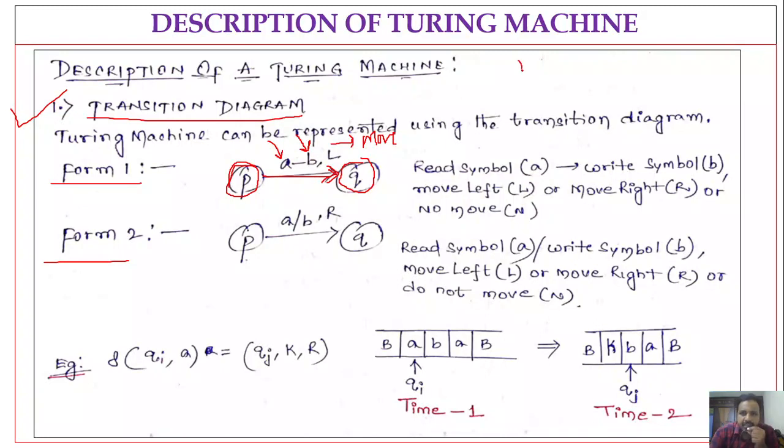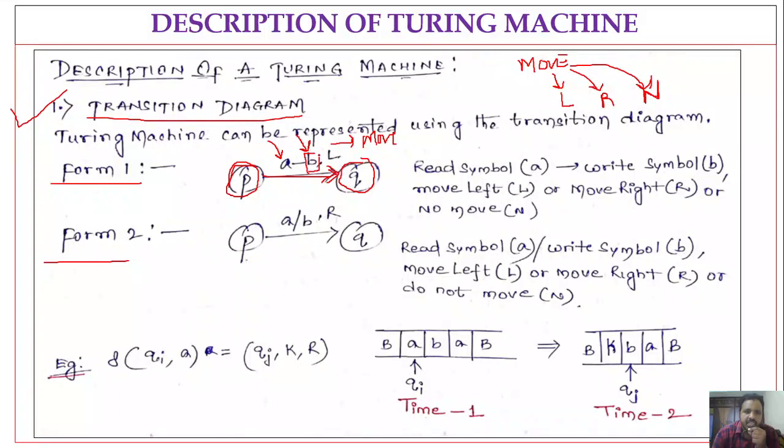So generally, to represent the move of a tape head, we use the following letters: capital L, which indicates that the tape head will move towards left. Next, capital R means the tape head moves towards right. And next one is capital N, which represents no move. So we have to specify these three things as step 1, step 2, step 3. Step 1 is the read operation. Then step 2 is how you are replacing the input symbol, that means by which symbol you are replacing the input symbol.